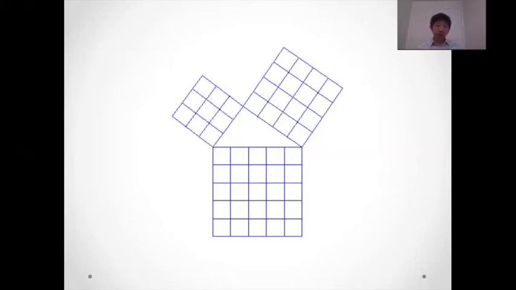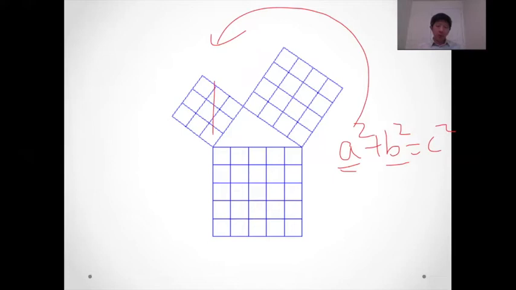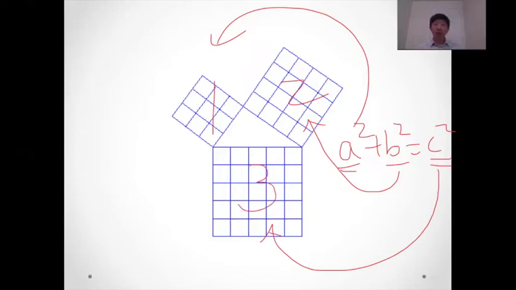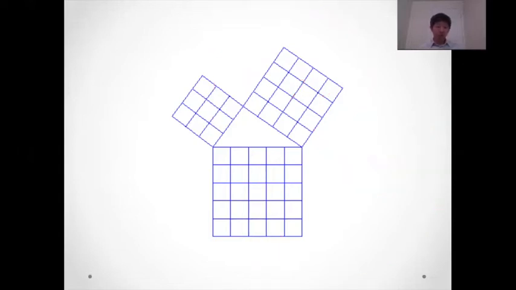So next time, when it comes to you, what's the Pythagorean theorem? You not only know a squared plus b squared equals c squared. You know a squared, that means what? The first area. And then you will know b squared, what does it mean? That means the second area. You will know c squared, which is equal to the third area. All right, that's the Pythagorean theorem, okay?